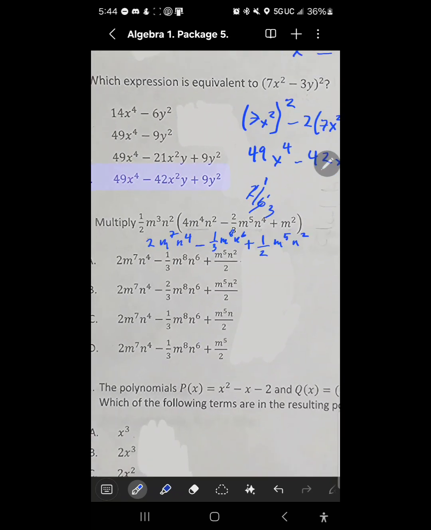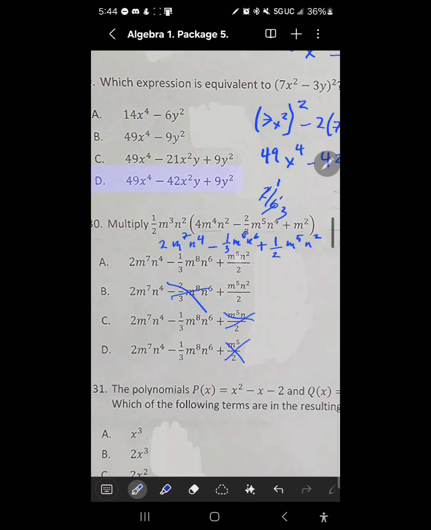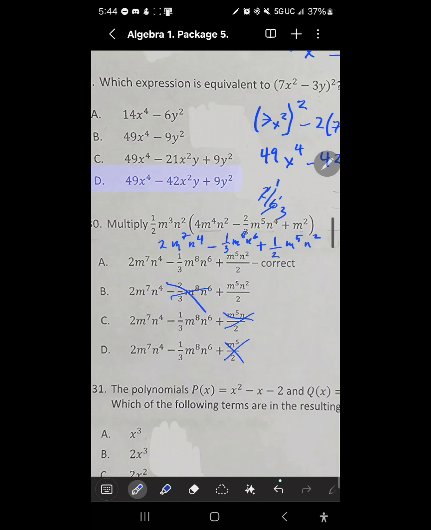So here we all have the 7. Here we have, this is wrong. That's the only one wrong. And here we have m to the 5 n squared, which is only here and here. We discard the others, so our answer must be option A. That's it.